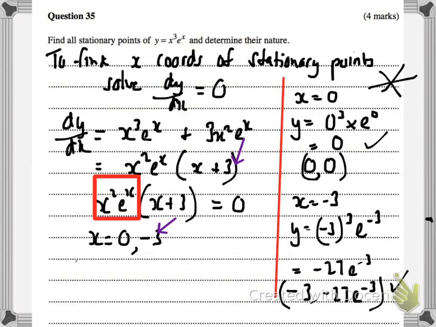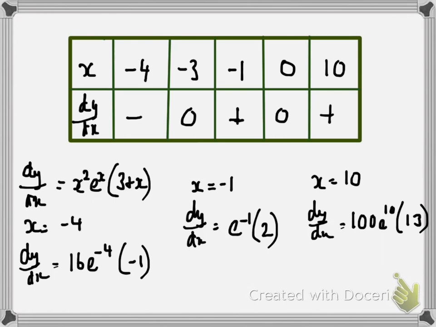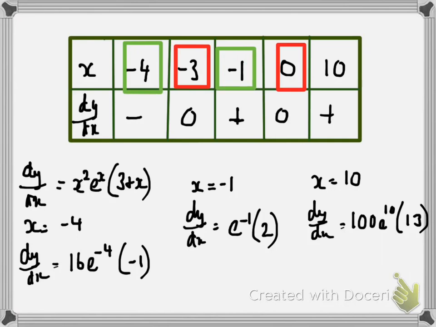So we've found the stationary points, so we've done this part of the question: find all stationary points of that. Now we have to determine their nature, which is the next thing here. To do that, we set up a gradient table. Remember, we put the x coordinates of our stationary points here, and around about those points, we find points that are lower and higher than negative 3, and then lower and higher than 0.